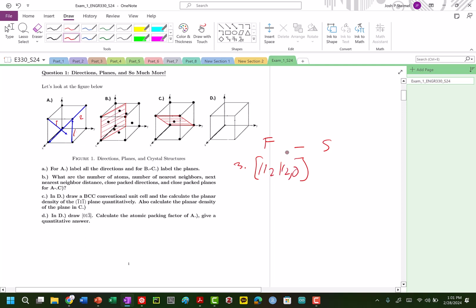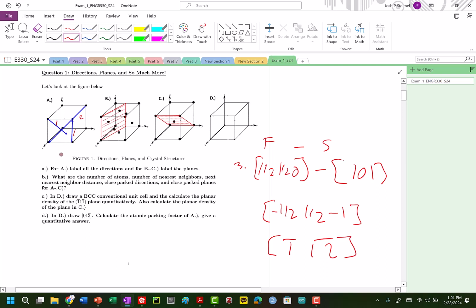Oops, I want to delete that. Let me get that there. 1/2, 1/2, 0 minus our start, which occurs at 1, 0, 1, leaving us with minus a half. This is going to be a half, and then that's going to be a minus 1. So we're going to multiply that out, and that's going to leave us with 1/2, 1/2, minus 1. There we go. Not the 1/2 is covered.